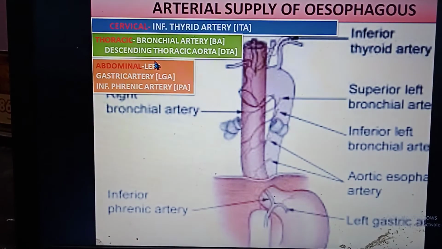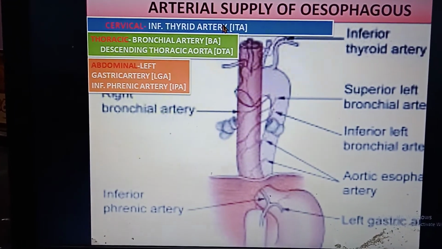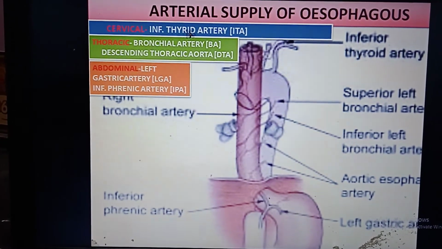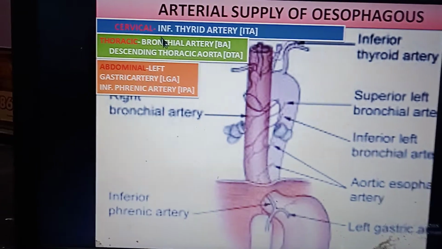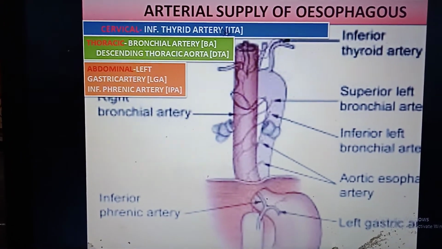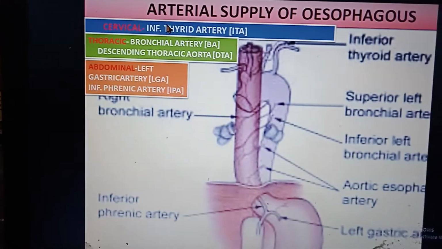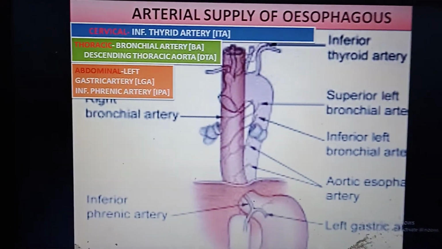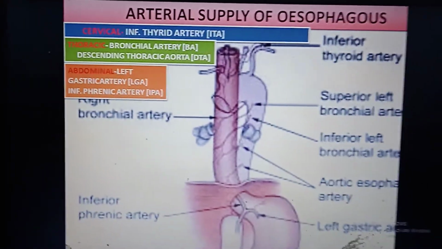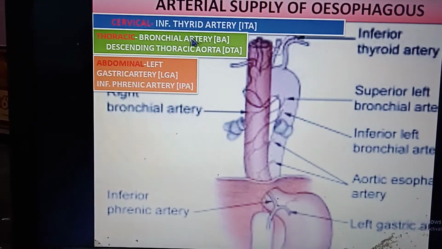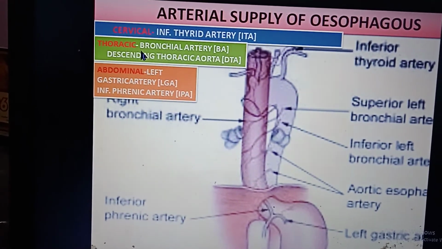But how to memorize it? The cervical, सर पे ईटा मार के सर को फोड़ा जा सकता है, that is inferior thyroid artery, ITA. I'm just joking. Inferior thyroid artery is the branch of the thyrocervical trunk, which is the branch of the subclavian artery. Okay, and bronchial artery, and this is descending thoracic aorta.